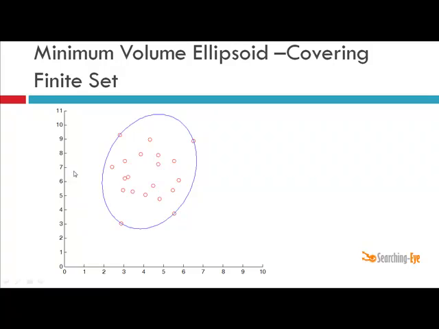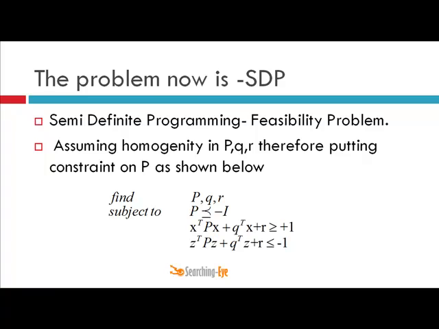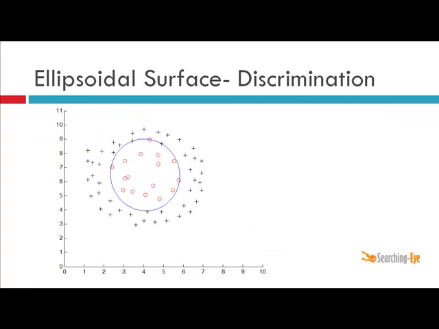So after removing these points, the two classes are now separable, and we get a solution in the form of P, Q and R, and this is a discriminating surface. Now the two classes are separable.